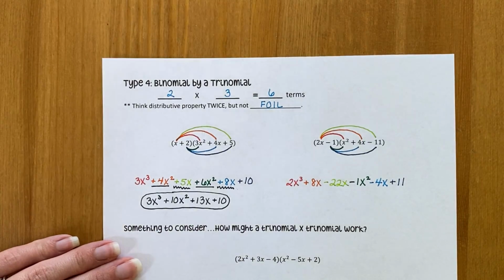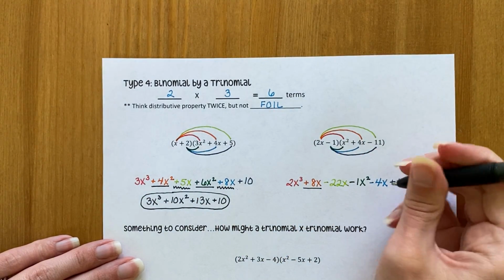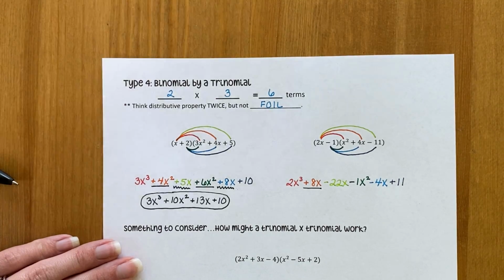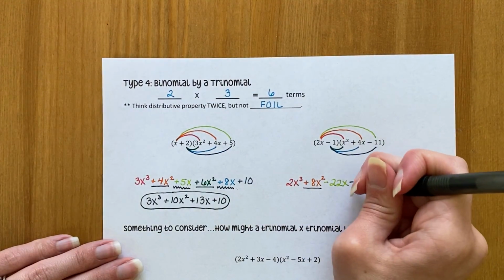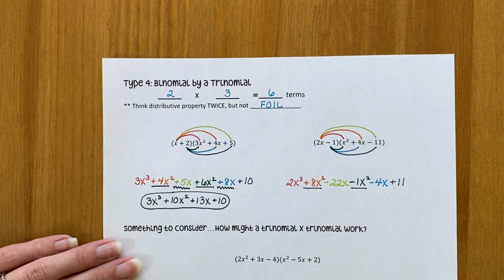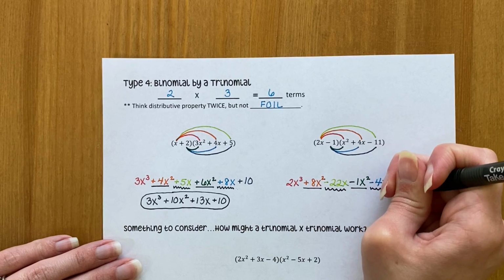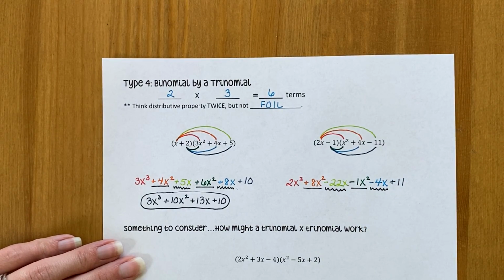All right, my like terms should be in similar places here. We have 8x. Ooh, I dropped my squared on that one. Good thing I saw that. I could tell it wasn't quite right because it wasn't combining with this one. All right, and this term here and this term here should go together, negative 22x and negative 4x. See how easy it is to make those mistakes?